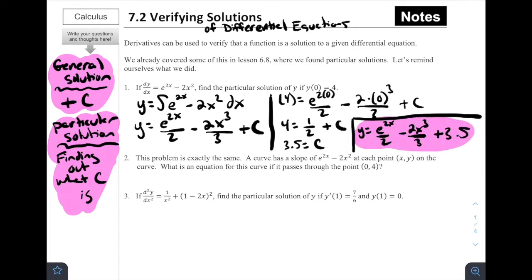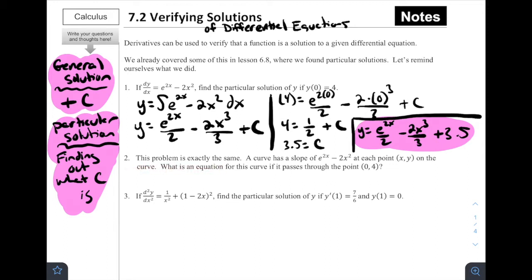And again, what we're talking about here is they gave us a differential equation. We're trying to find the particular solution. So what is the y equation that has this derivative but also goes through this point? And this is the only one that can be. So e to the 2x over 2 minus 2x cubed over 3 plus 3.5.